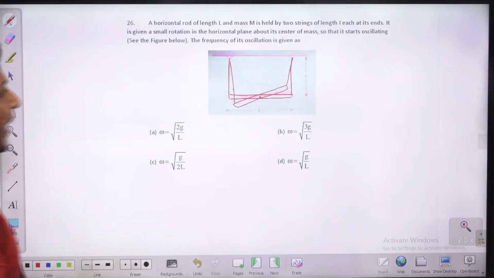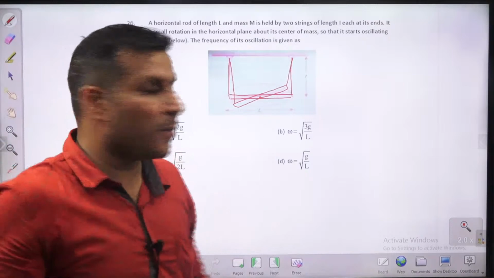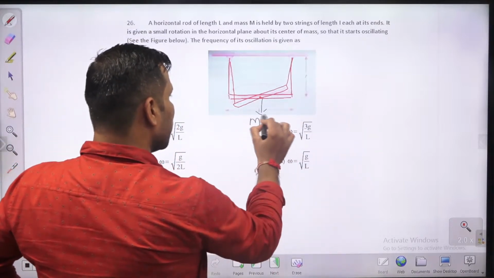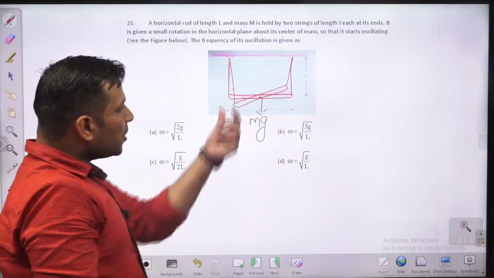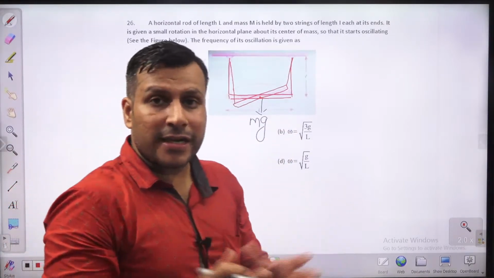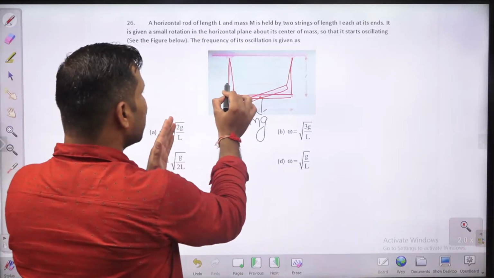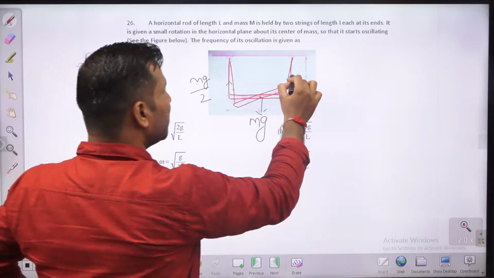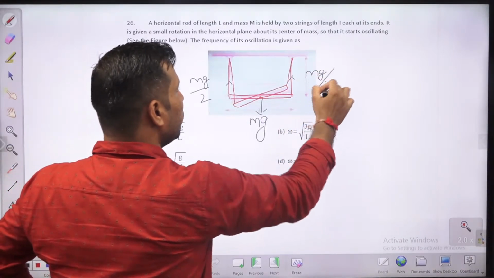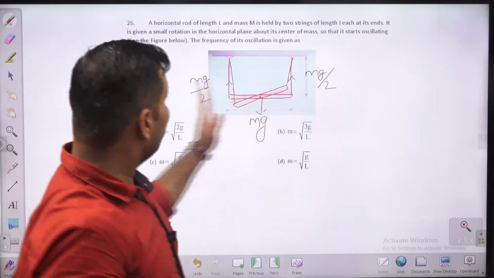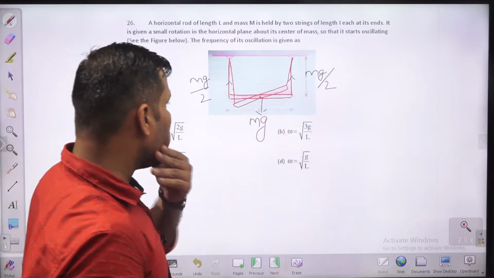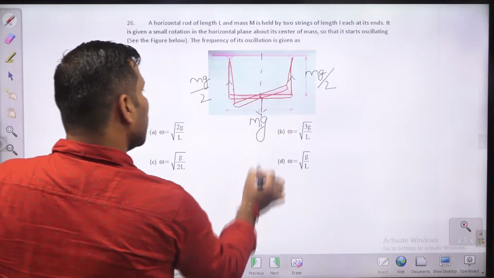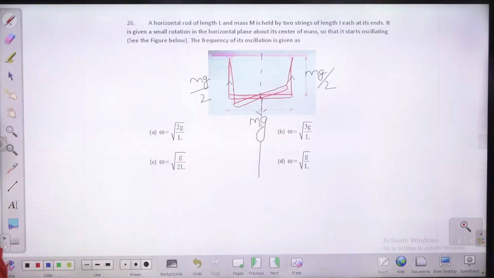Again, you can apply the torque method here. Let me tell you how to apply. Guys, this rod has mass m, weight mg. You can consider this mass concentrated at the center. So how much will be the tension in this particular string? The tension will be mg by 2. The tension in this string is also mg by 2, because the load is at the center, so the tension will be the same in both, mg by 2. And now this is going to oscillate about its center.